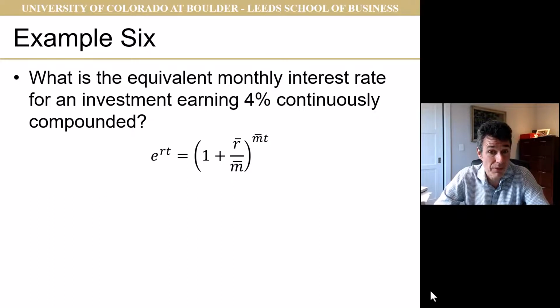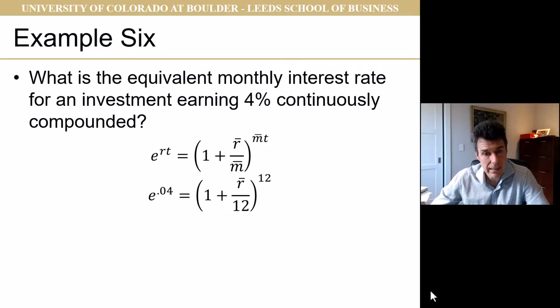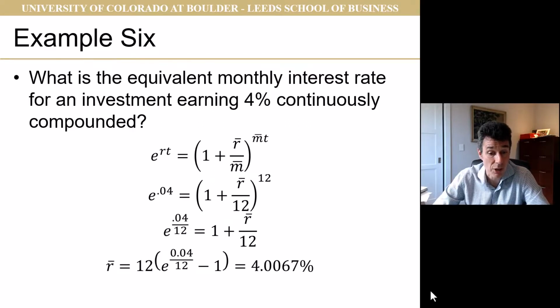Here, I've just assumed I'm investing $1. So $1 times e to the RT equals (1 + R bar/M bar)^(M bar T). What do I have to do? I have to solve for R bar. The T's cancel out. e to the 0.04 equals (1 + R bar/12)^12. Take both sides to the power 1 over 12. e to the 0.04 divided by 12 equals 1 plus R bar over 12. Solve for R bar. 12 times (e to the 0.04 divided by 12, minus 1) equals 4.0067.